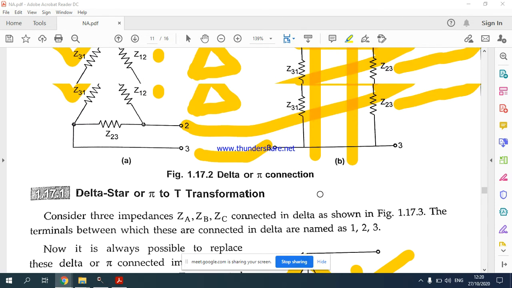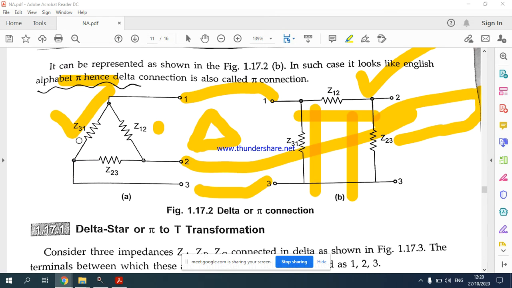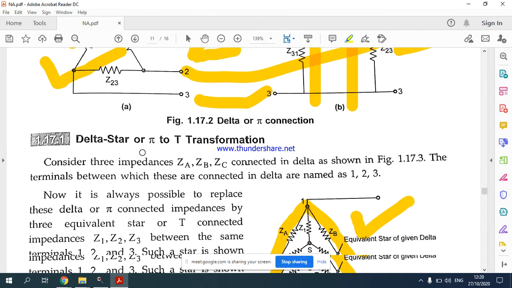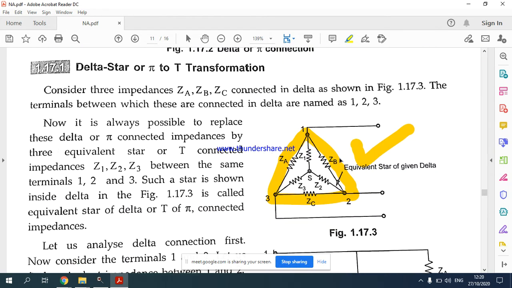I hope you don't have any doubt in this structure, right? No, sir. This symbol. Okay. Then tell me this ZA, ZB, ZC, only this question makes star or delta? Delta. Delta, sir. Delta. Okay, here Z1, Z2, Z3. This makes what? Star. Star.